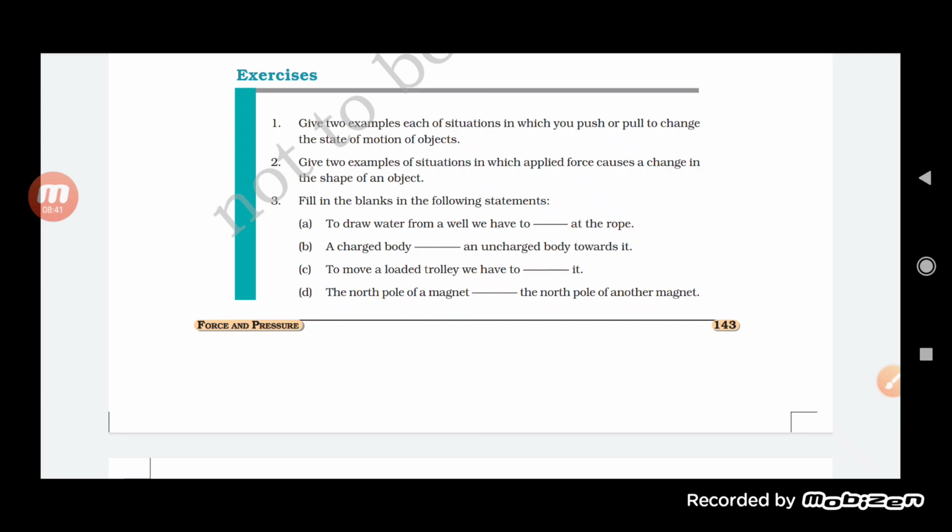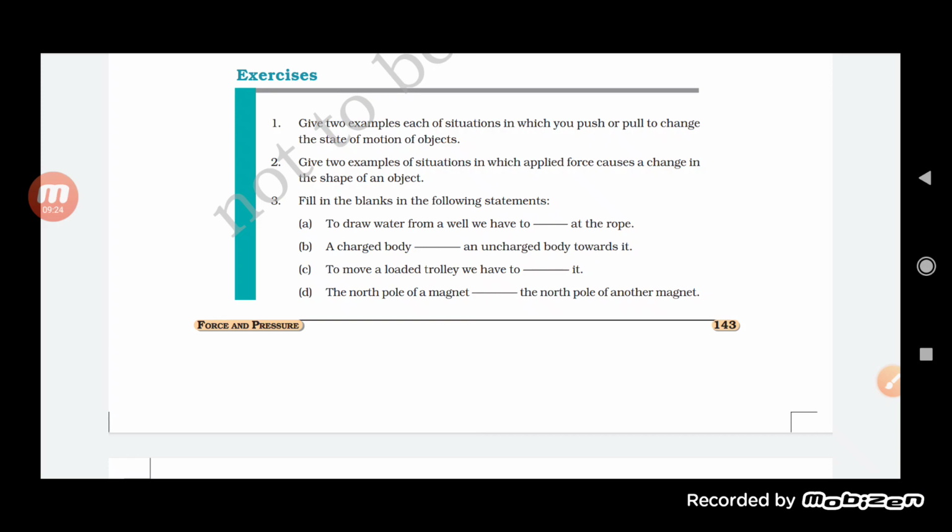Okay. Now fill in the blank in the following statements. To draw water from a well, we have to lift the rope. A charged body attracts an uncharged body towards it. So a charged body attracts an uncharged body. That is an electrostatic force, and it is a force only.